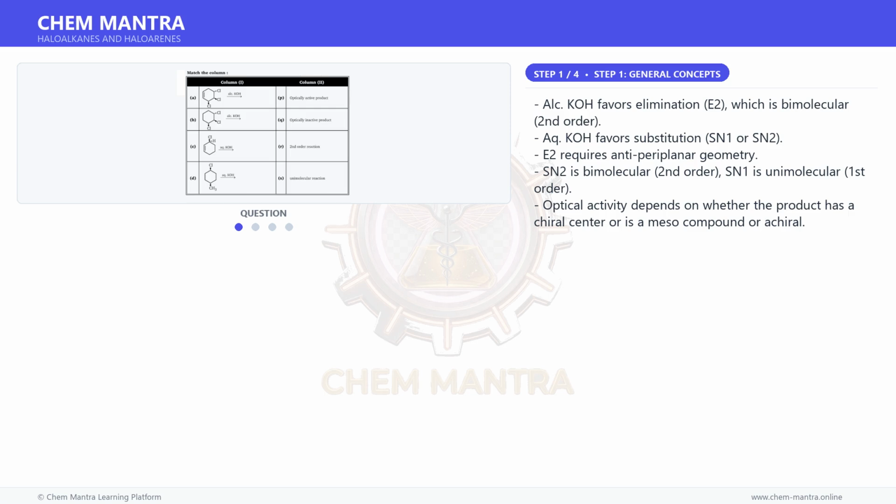Alcoholic KOH favors elimination, E2, which is bimolecular, second order. Aqueous KOH favors substitution, SN1 or SN2. E2 requires antiperiplanar geometry. SN2 is bimolecular, second order. SN1 is unimolecular, first order. Optical activity depends on whether the product has a chiral center or is a meso compound or achiral.